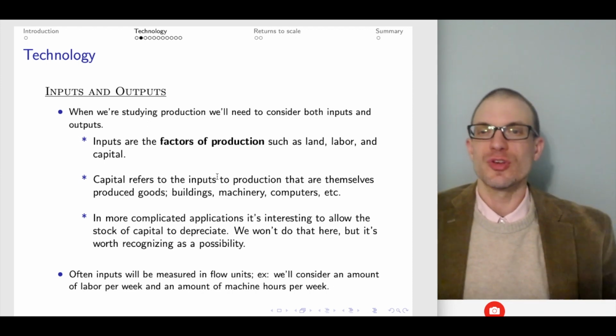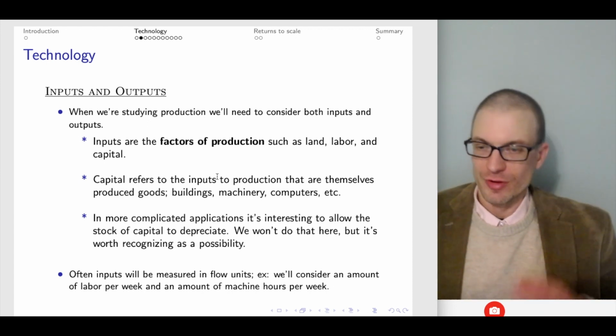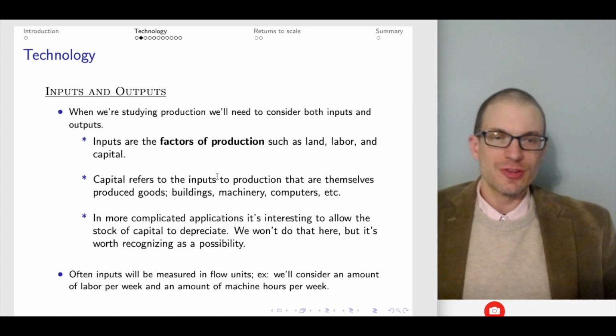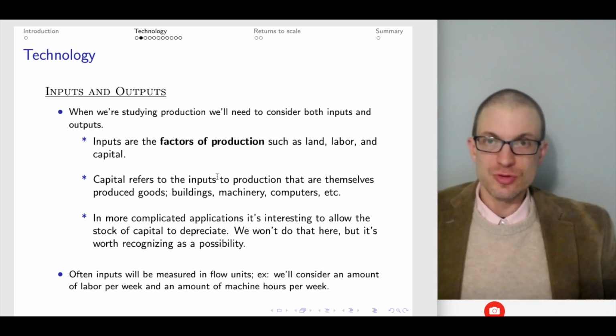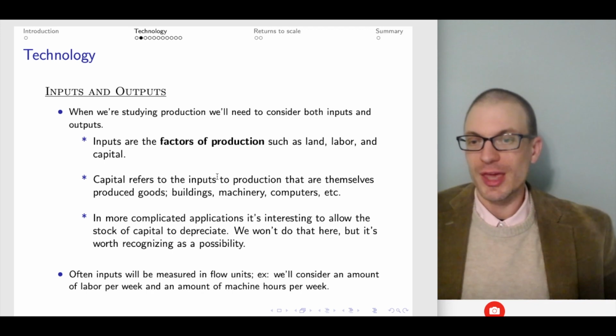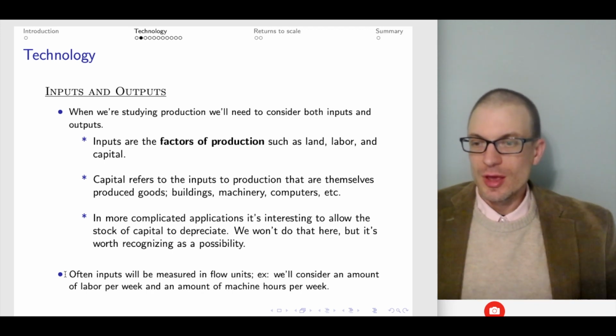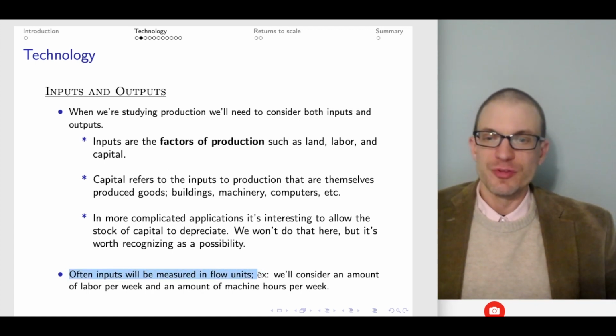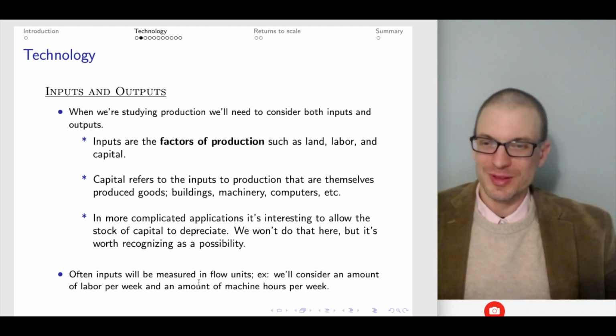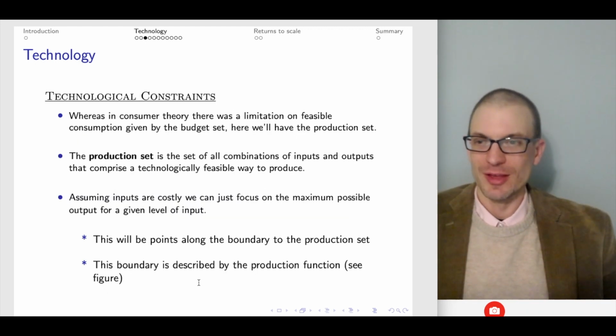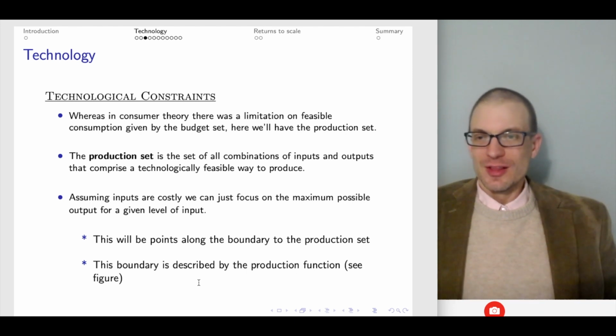We're just going to focus on a single time period, a cross section. The reason is that we want to master the basic tools, and that's enough complication for us already. Often the inputs will be measured in flow units, so we'll consider an amount of labor per week and an amount of machine hours per week. This is probably the last time I'm going to mention that. Things would just line up as we need them to, but that's a background question.